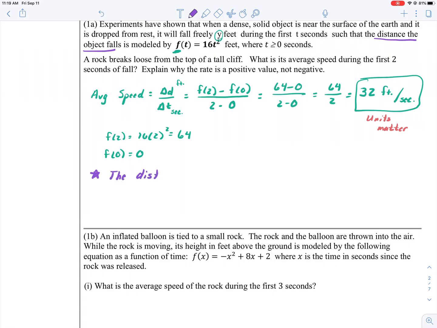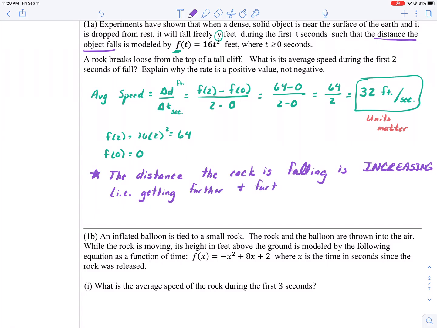I'm going to write a few things here. The distance the rock is falling is increasing. Because if the rock falls, the distance that it fell is going to increase over the time frame, from 0 to 2, as long as it is falling on that entire interval. So that distance is increasing, in other words, getting further and further away from the starting position.